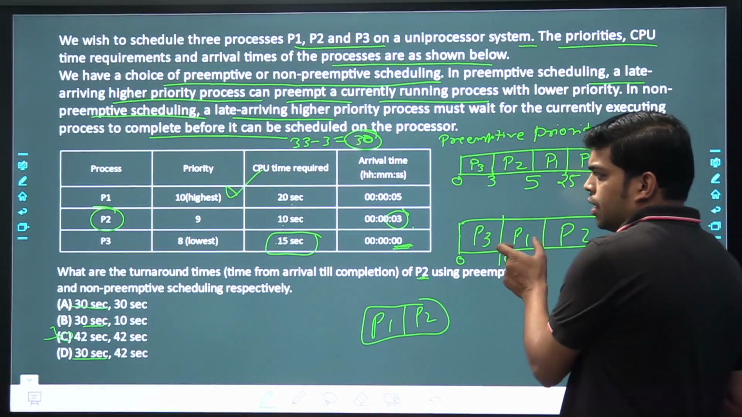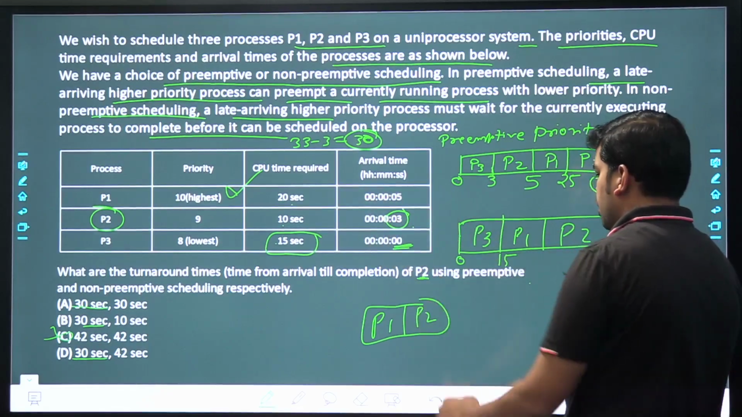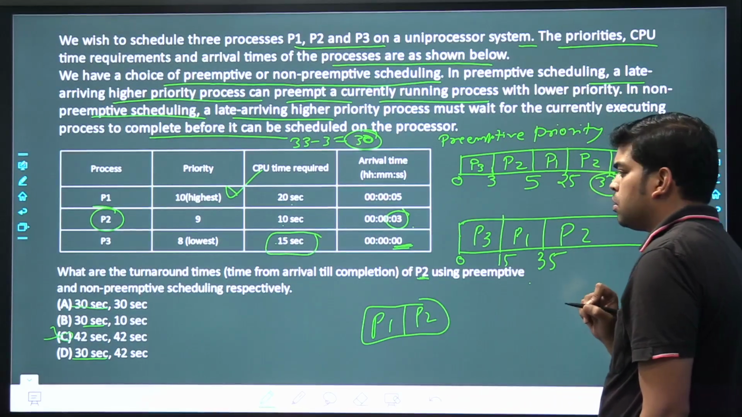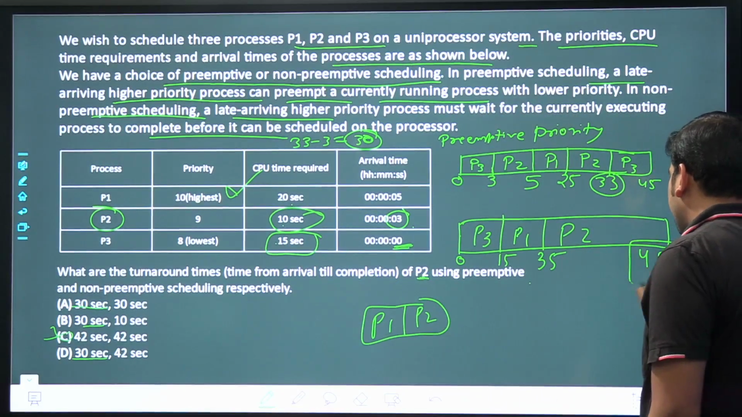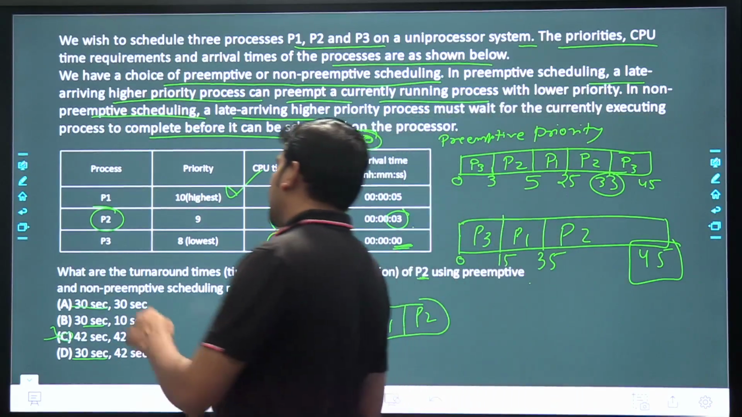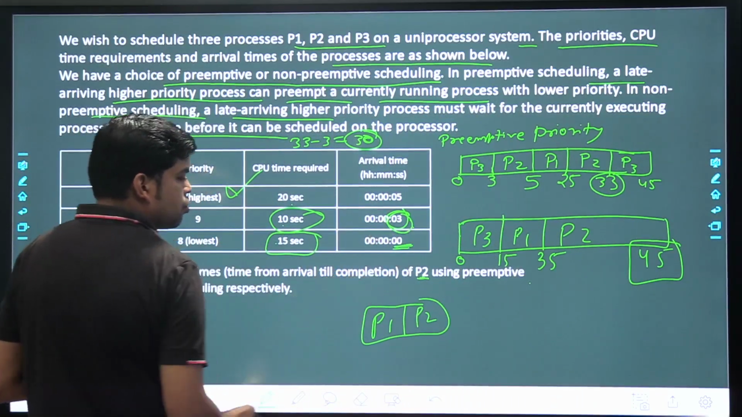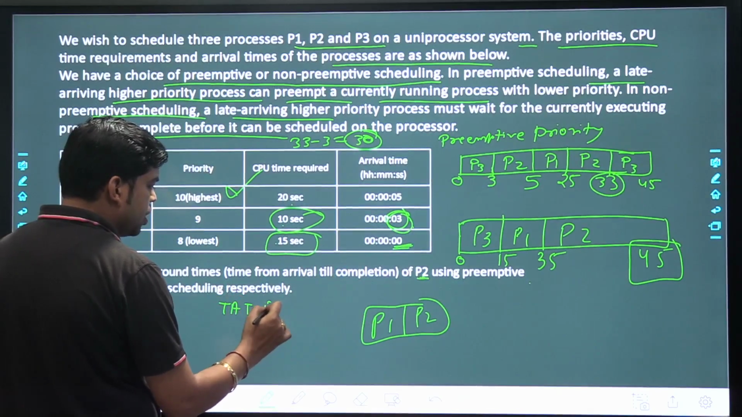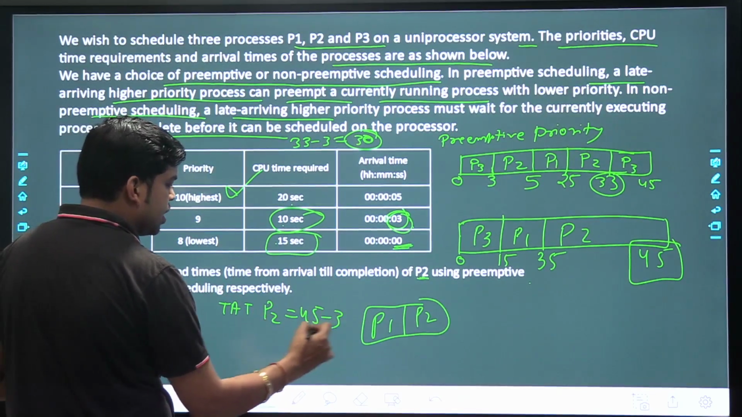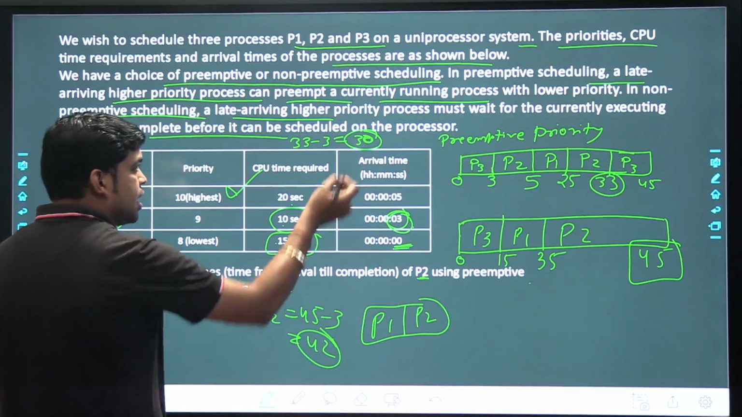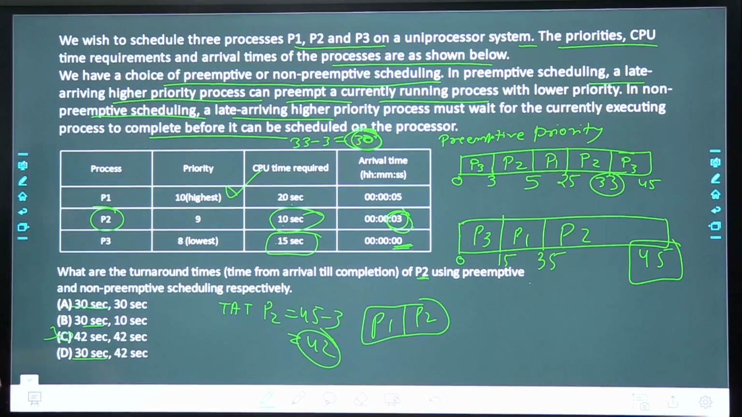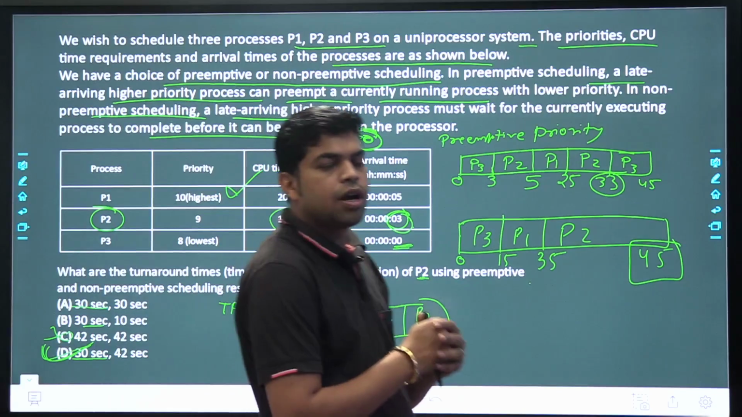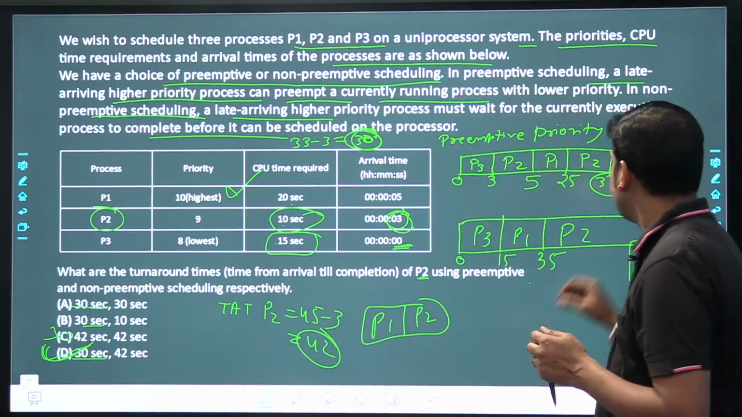So that is the order of execution. P1 executes for 20 units of time, so that is 35, and after that P2 executes for 10 units of time, so that is 45. So P2 finishes at 45 and it arrived at time 3. So the turnaround time of P2 is 45 minus 3, that is 42. So we can say that the turnaround of P2 in preemptive is 30 and in non-preemptive is 42. So 30 and 42, option D correctly satisfies both. Got it? So D is the right answer. So that is a very easy question.